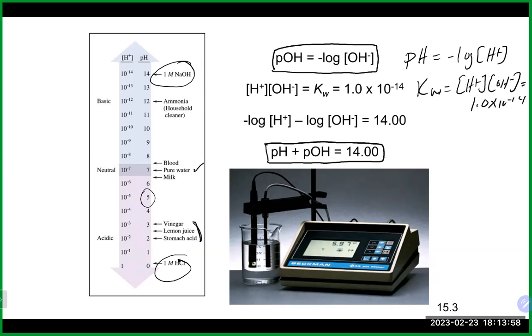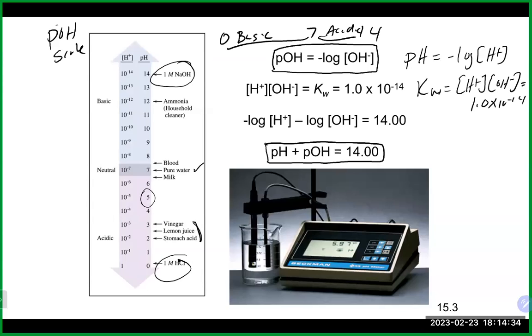But the pOH scale actually runs opposite of the pH scale. So on the pOH scale, you still have 0, 7, and 14. Below 7 is actually basic. Above 7 is acidic. So it runs opposite of the pH scale. So if you have a low pH, you will have a higher pOH, and vice versa. If you have a high pH, you will have a low pOH.